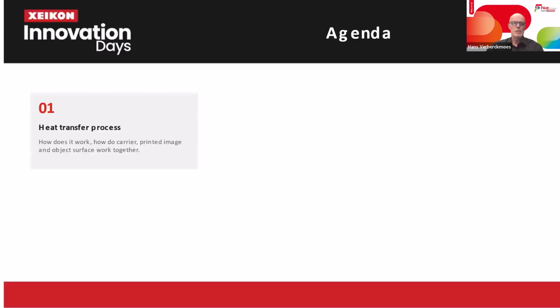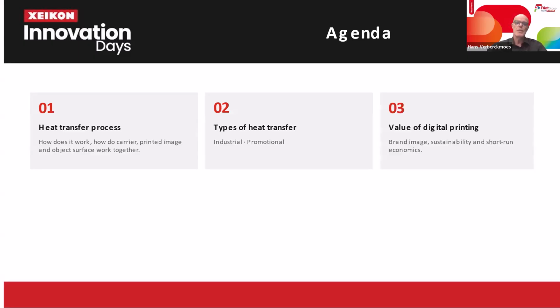So the agenda of today: first, for those who are not familiar, we go through the heat transfer process. Then, quite important, the different types of heat transfer, or how we as XEIKON Flint Group see the different types of heat transfer. Then of course the value of digital printing. Why should you go to digital printing versus silk screen or classical gravure heat transfer labels?